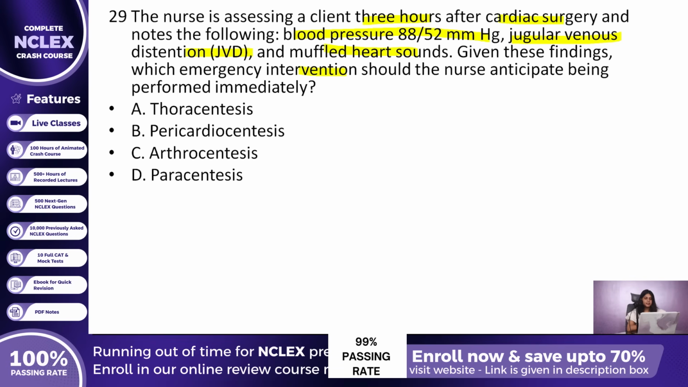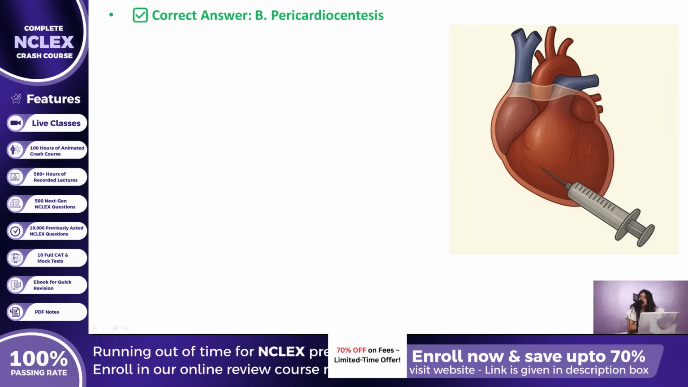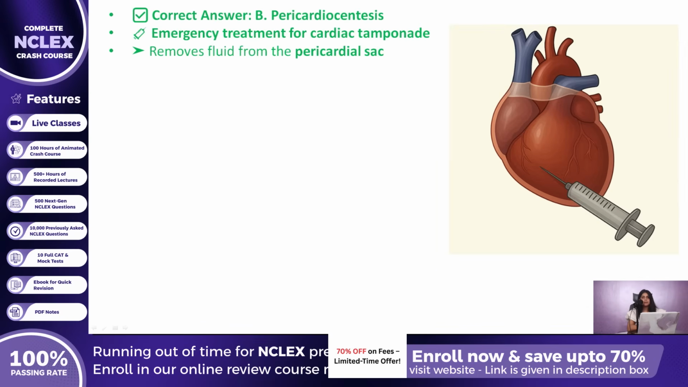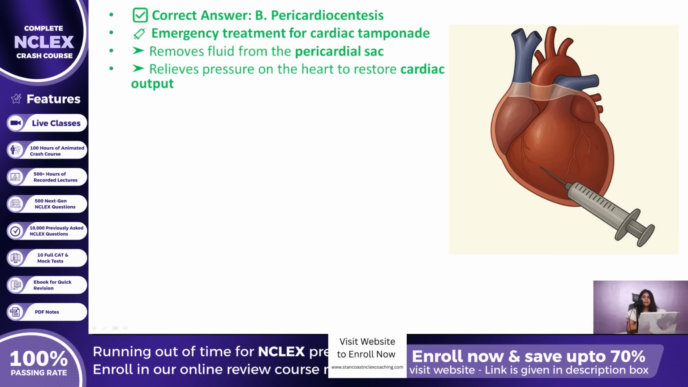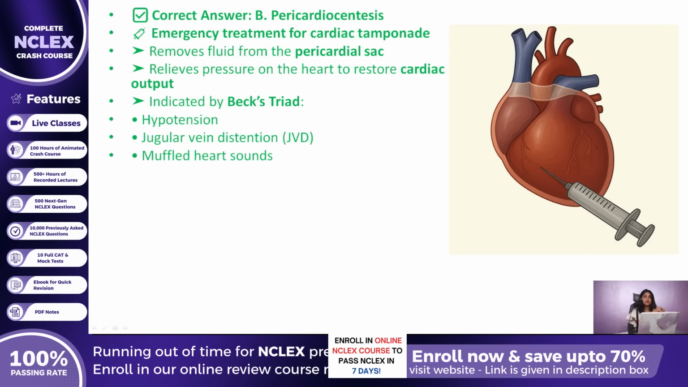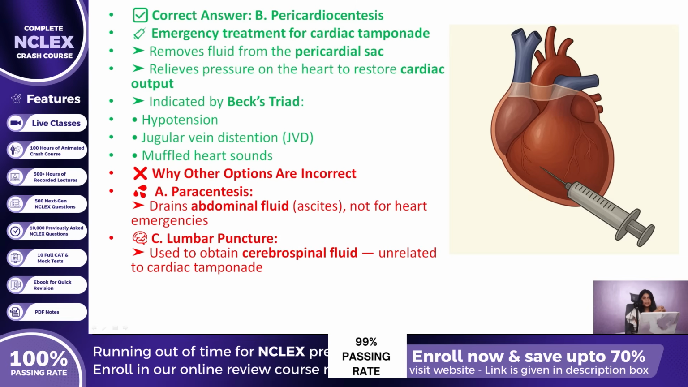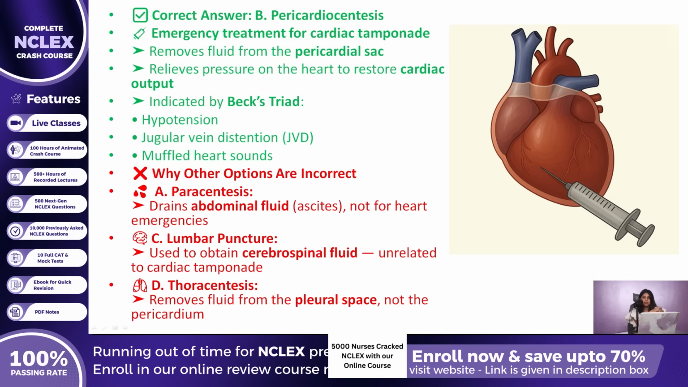The correct answer is option B, pericardiocentesis, which removes fluid from the pericardial sac and is the emergency treatment for cardiac tamponade indicated by Beck's triad: hypotension, JVD, and muffled heart sounds. Options A, C, and D involve fluid removal from other body areas and are not appropriate for this condition.